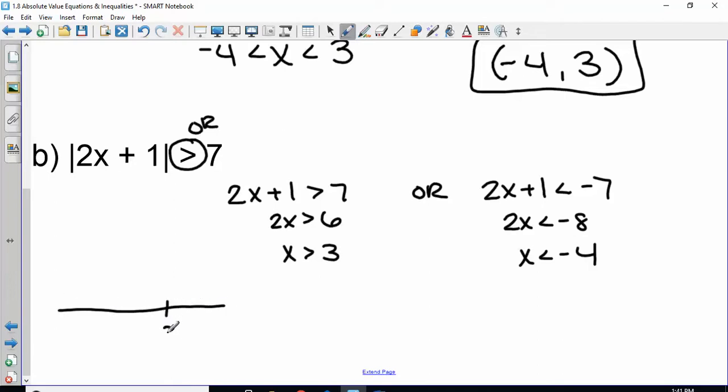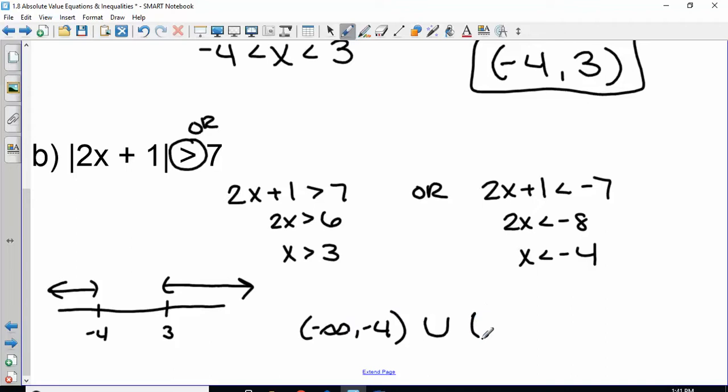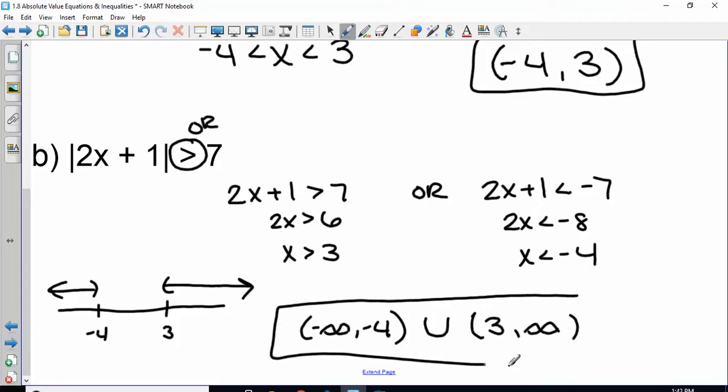A graph isn't required here, but if it helps you, you can. Greater than 3 is everything bigger than 3. Less than -4 is everything smaller than -4. When I have an or, I'm expecting a union in my interval. So what would I put? Going from left to right, negative infinity to -4, union 3 to infinity. It's saying any number smaller than -4 or bigger than 3 would work.